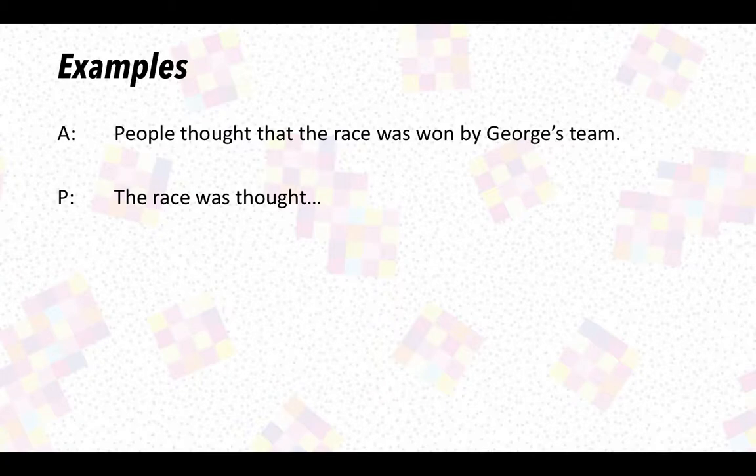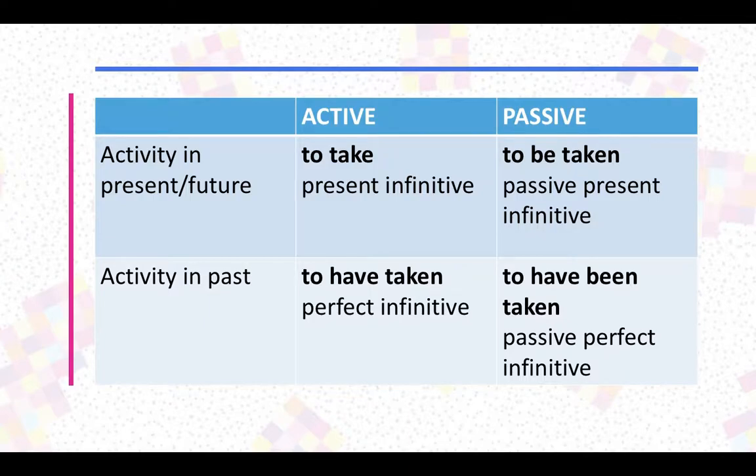Okay, now we need to figure out which infinitive to use. The action in your subclause is actually in the past because we have was won, and it is also a passive construction because the race is not the one doing the winning, but it is George's team. So if we now use our scheme again, when it comes to the rows, so horizontally, we're in the last one because we're dealing with an activity in the past. When we're looking at the columns, however, we're dealing with a passive one, so eventually we end up in the box that says passive perfect infinitive.